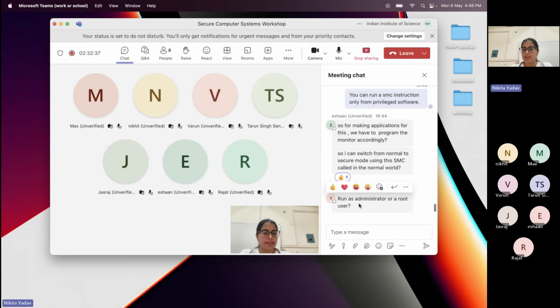Not as administrator or a root user, you can only run it in the OS. So not user. The administrator or root are still running as users on your system.